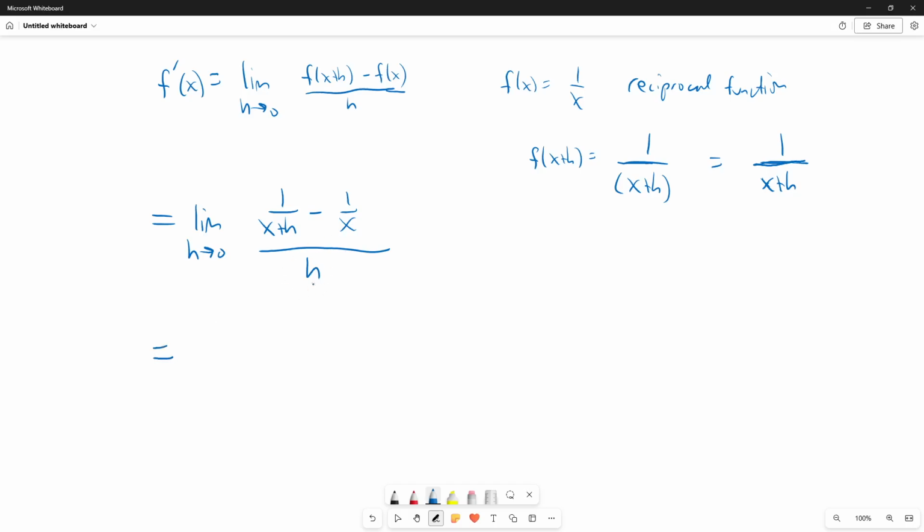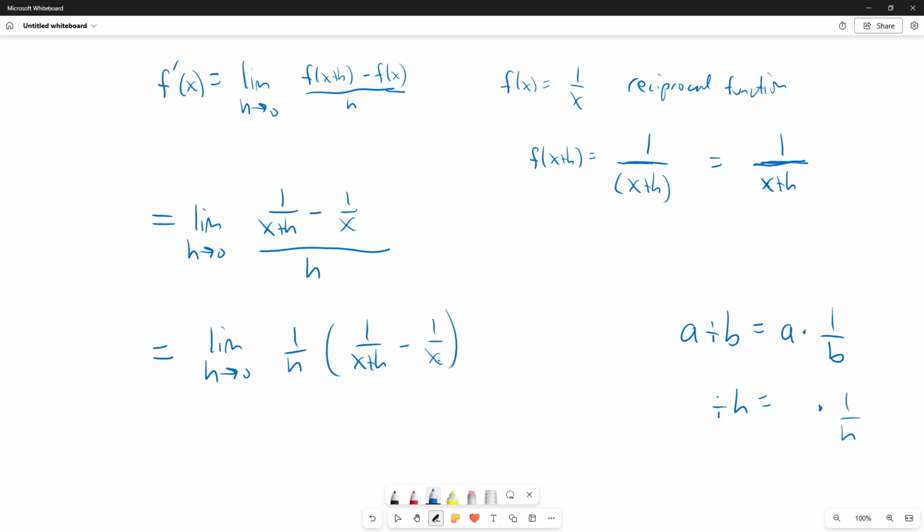I want to do the division first. Division a divided by b is the same as a times 1 over b. The operation of division is multiplication by the reciprocal. So we are dividing by h, so that's the same as multiplying by 1 over h. So let's look at it that way: 1 over h times the subtraction of the fractions. This is the division by h, multiplied by 1 over h. So now we need to get this h to cancel. We will subtract the fractions.